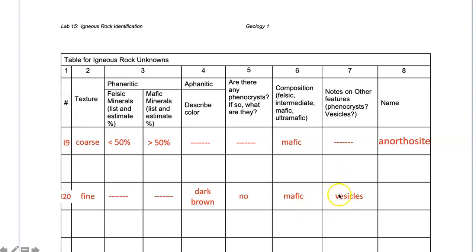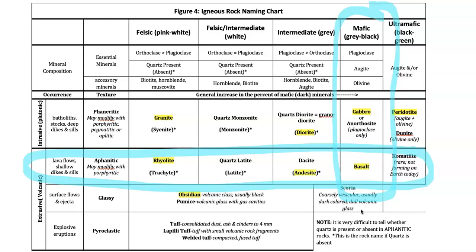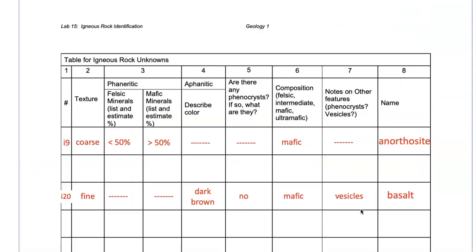There are vesicles. That holey, sponge-like texture is vesicular. Gas bubbles came out when this volcanic rock erupted, and they are kind of frozen into that rock. So we got a mafic composition, it's fine-grained, and so we have a basalt. And we call it basalt.